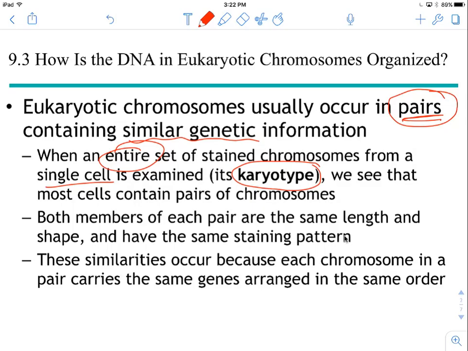chromosomes into pairs. Most of the time, trucking around the cell, the pairs of chromosomes don't go around holding hands. They're just kind of everywhere. But when they make a karyotype, they specifically move the chromosomes around so that they are in pairs. Both members of the pair are the same length and shape. They have the same staining pattern. The centromere is in the same spot. Telomeres are the same, all that kind of good stuff. These similarities occur because each chromosome in a pair carries the same genes in the same order.